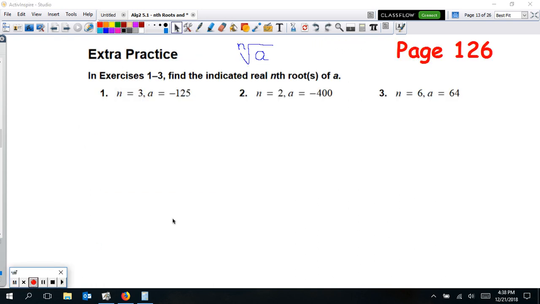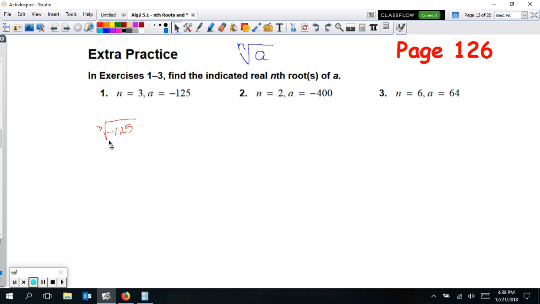If you turn to page 126 where you see the extra practice, we have exercises 1 through 3. It says find the indicated real nth root of A. It gives us a number for n and a number for A. I wrote this up here again to remind ourselves that A is the one underneath the radical and n is the root. So we fill it in with 3 being our root and negative 125 being the A number.